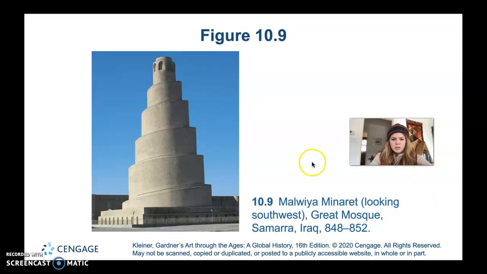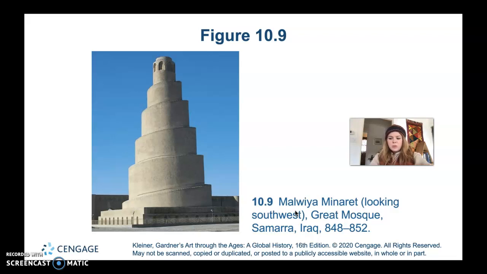And in order to keep each step of the snail shell form the same height, the steepness of the ramp actually increases the further you go up. And they did that because that's the only way they could keep each step even. So it actually gets steeper the further up you go. And this minaret is actually too tall to be used with any effectiveness to call people in for prayer. So it's thought to have been built basically to signify the presence of Islam in the Tigris Valley where Samara is located. And it's kind of surrounded by a flat plain, so it's visible from quite a distance.